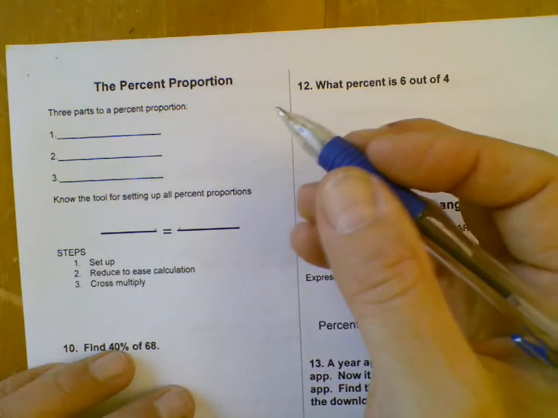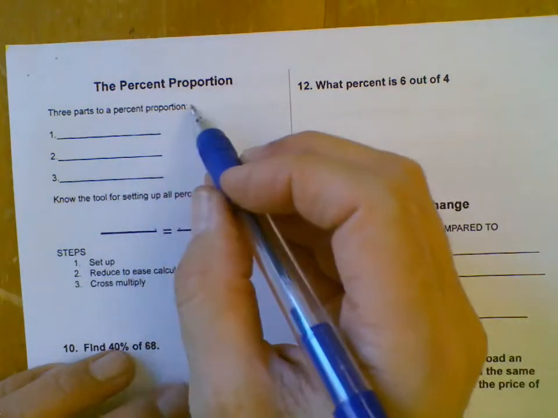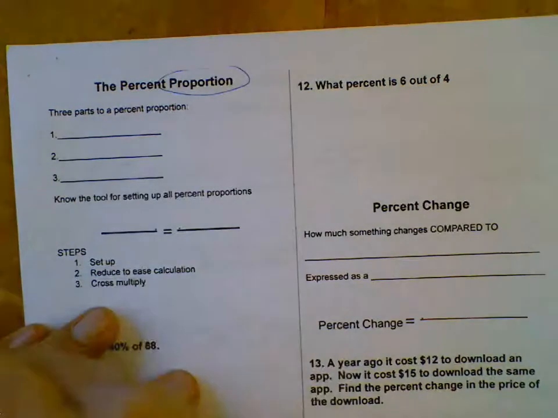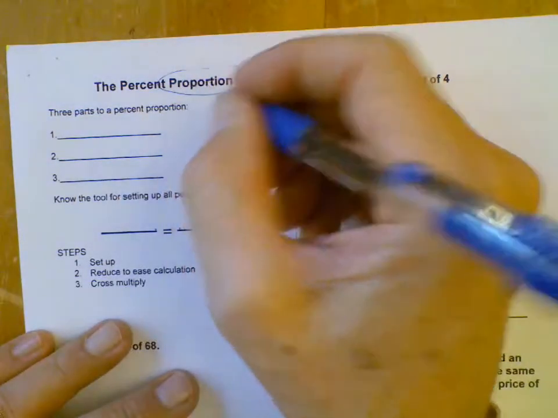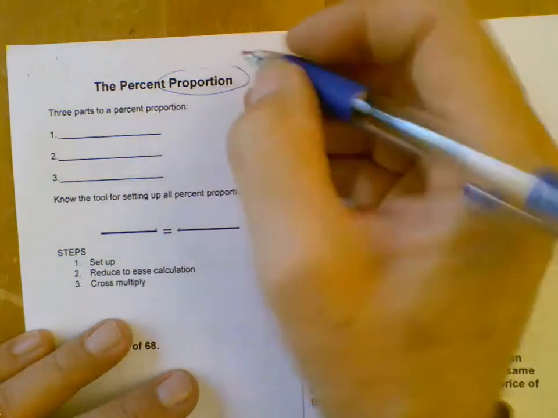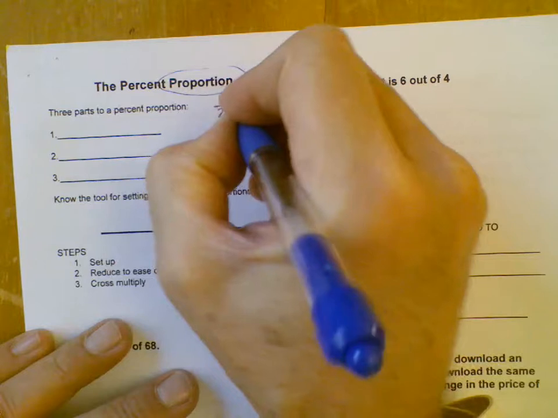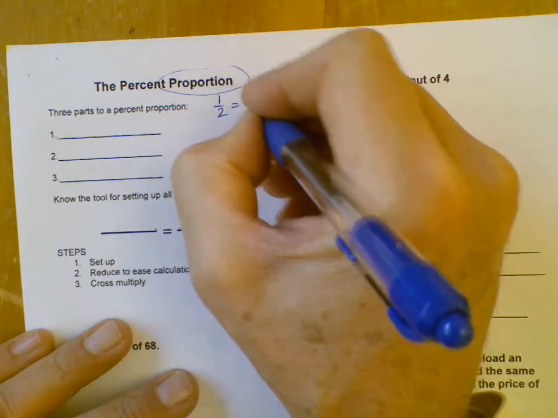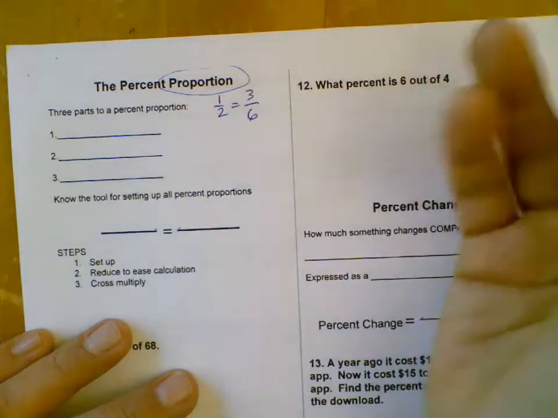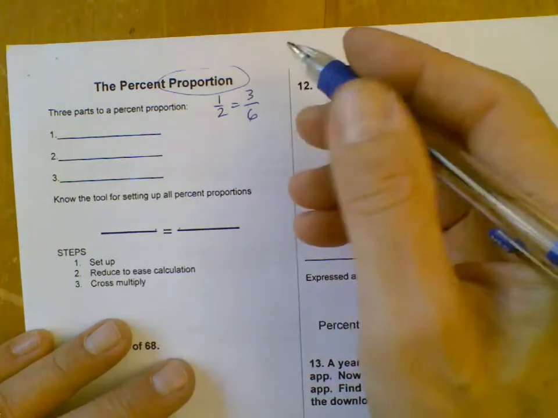about percentages. Remember, there's 3 parts to a percent proportion. Remember, a proportion. Boy, has this come up a lot this semester. A proportion is when you have 2 equivalent ratios. If I used a number example, I could say 1/2 is equal to 3/6, right? Because 1 times 6 is 6, 2 times 3 is 6. I can see it that way.